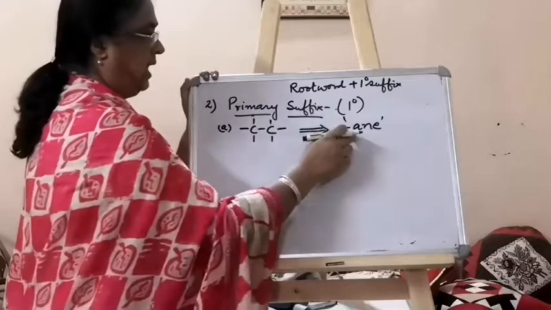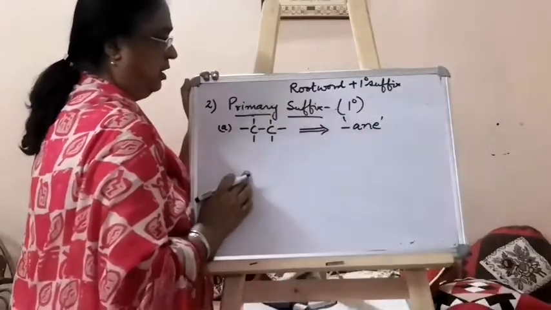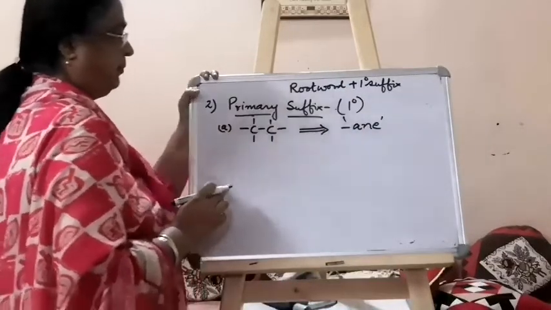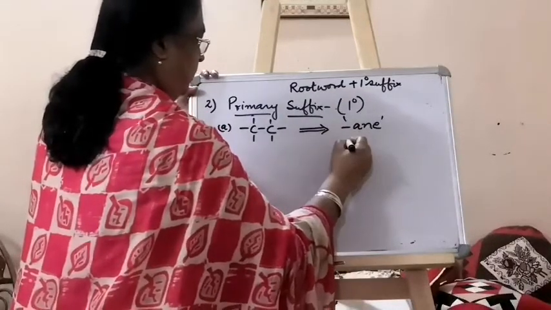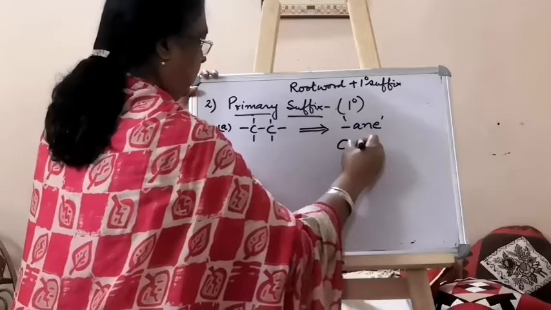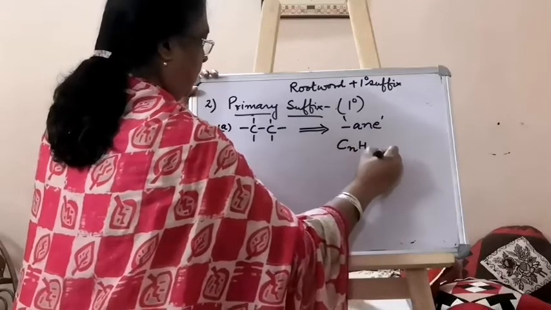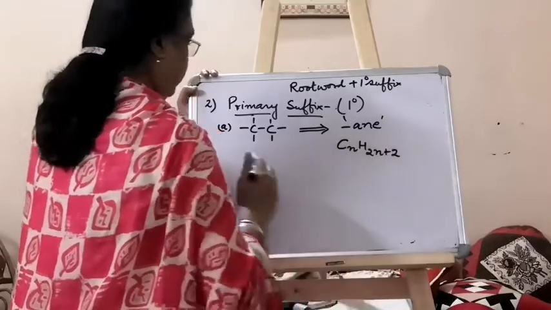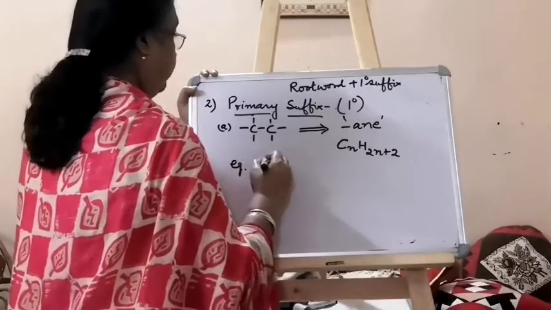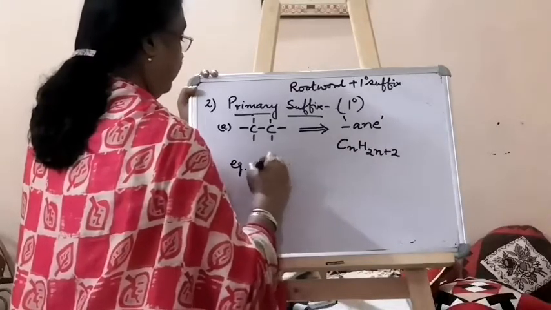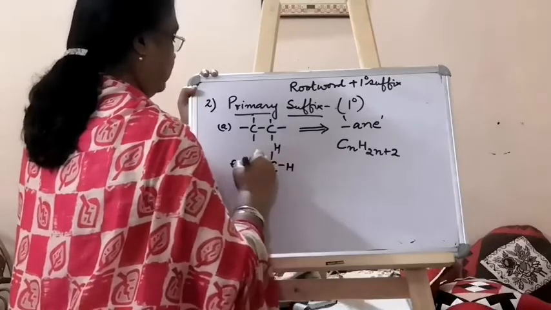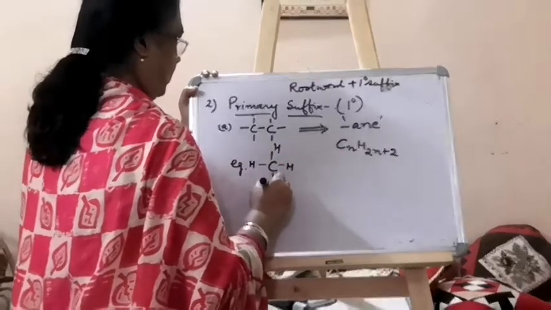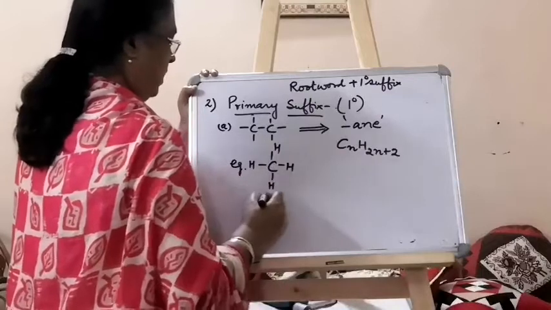Ane. This ane word will be added to the root word. Okay, so this is your ane. Ane has a general formula, that is CnH2n+2. For example, if you have one carbon only and all its valencies are satisfied by hydrogen, then the root word is meth.